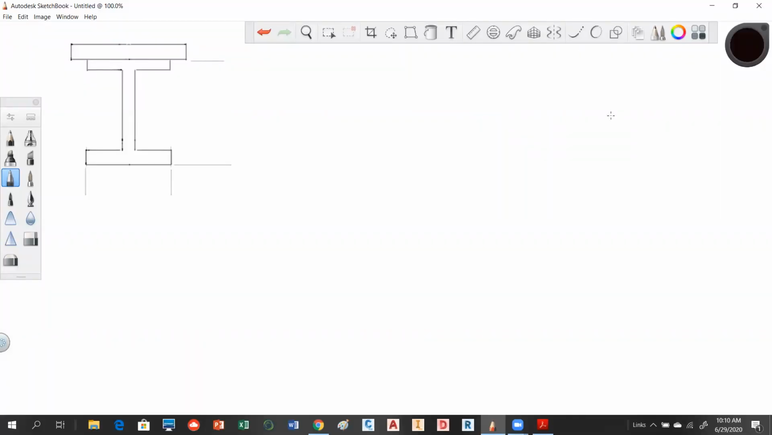Okay, this is problem 8.6. So this is a centroid problem, a little different than the ones we've already looked at. This is dealing with a manufactured shape. So we have a manufactured shape here.